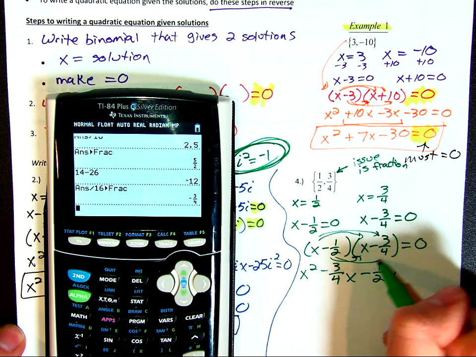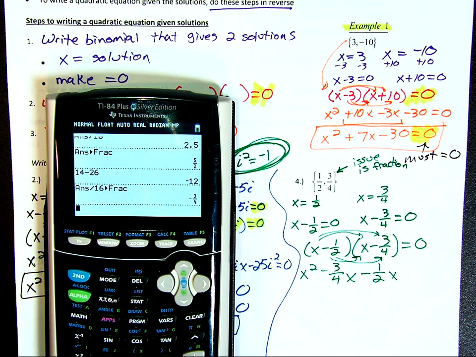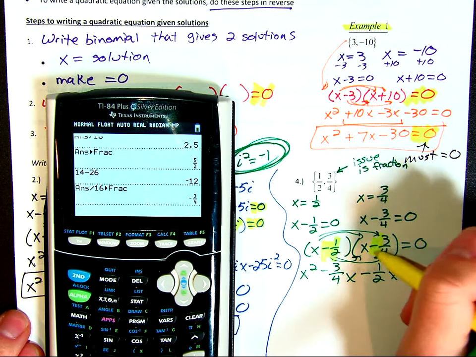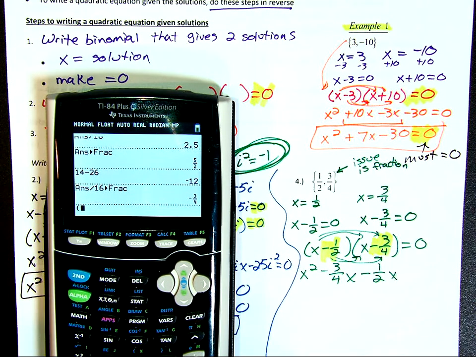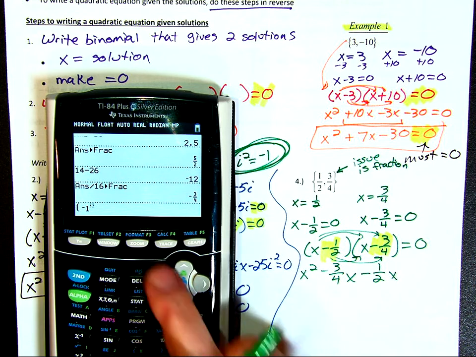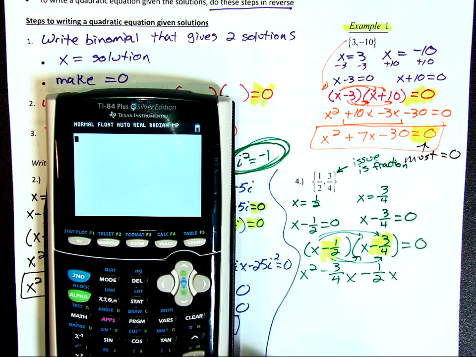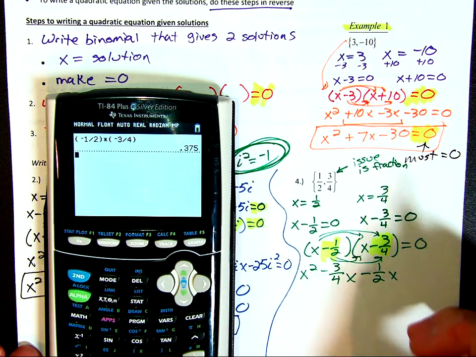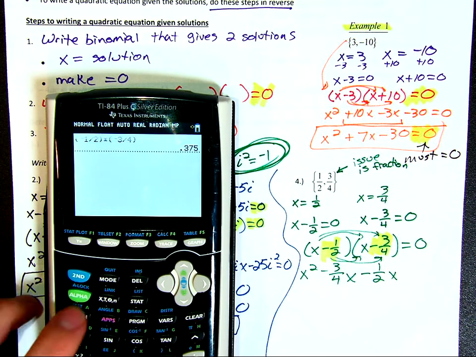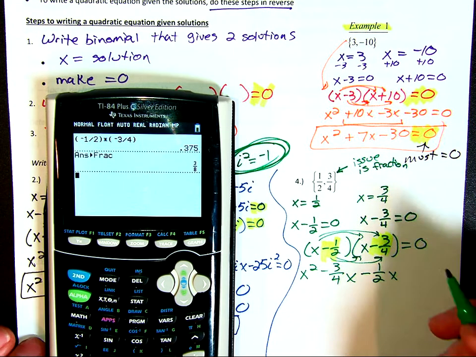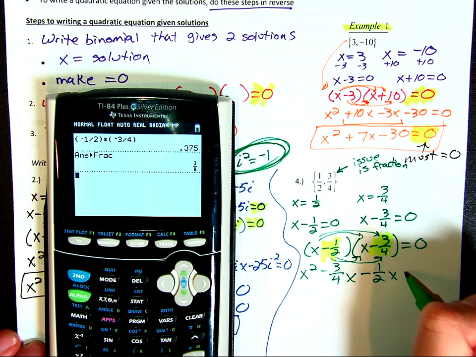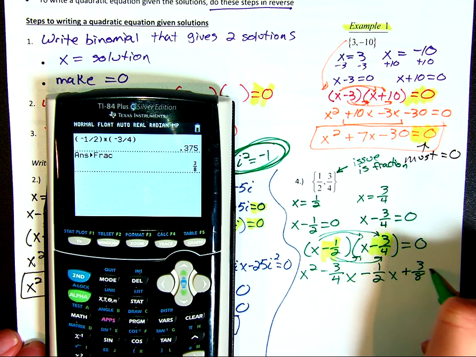And now we would want to type this in our calculator because multiplying fractions is something that most of us are not very good at. So in parentheses, -1/2, times, my next set of parentheses is -3/4, which would give me a decimal that I'm going to change back into a fraction, which is 3/8. So this is a +3/8 equals 0.